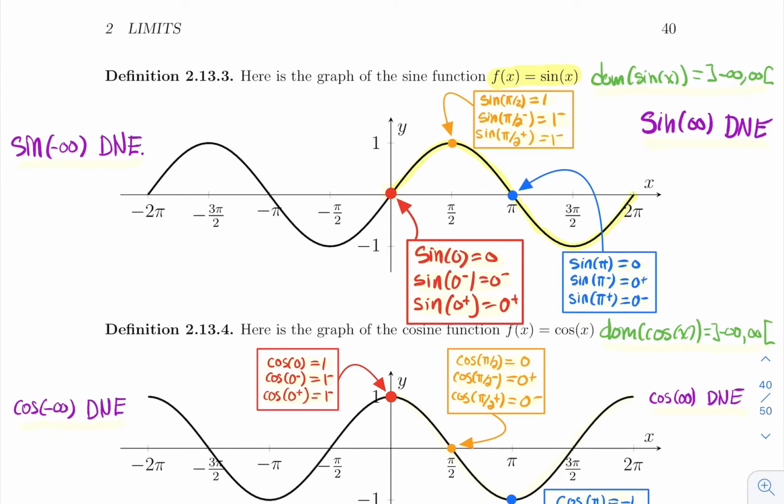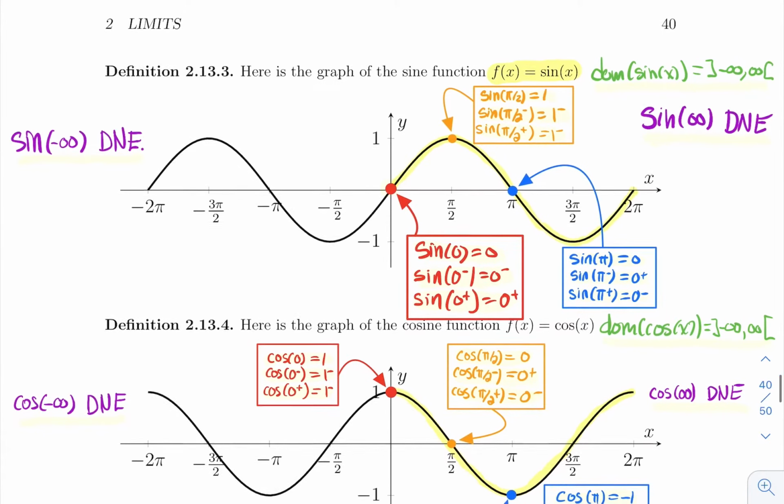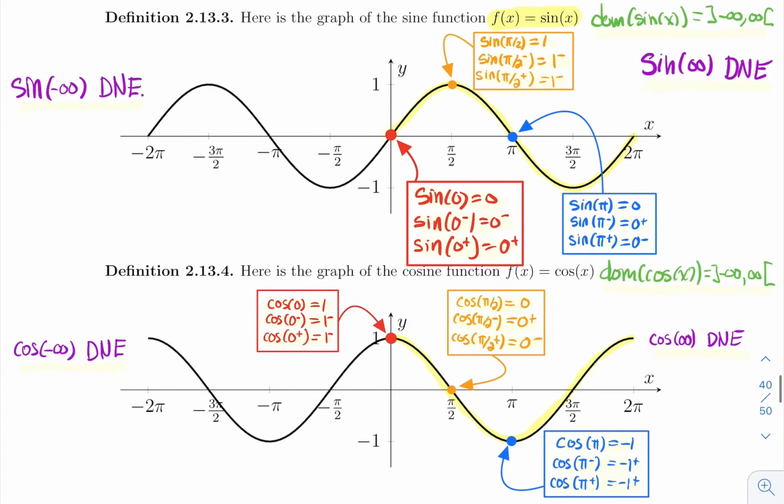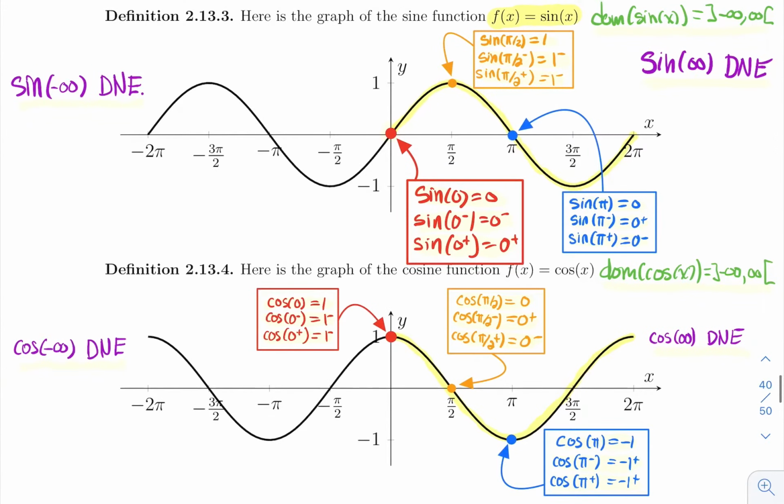Meanwhile, the cosine function starts at 1 at 0. It goes down to 0 at pi over 2, down to minus 1 at pi, back to 0 at 3 pi over 2, and then back to 1 at 2 pi. So we have this V-shaped thing, and then of course it repeats itself forever. Both functions have domain everything, so it's R. It never crashes.